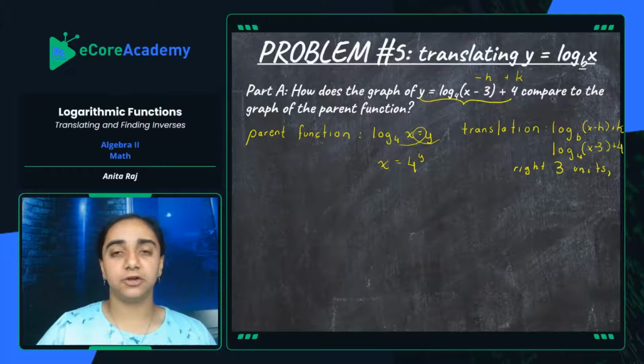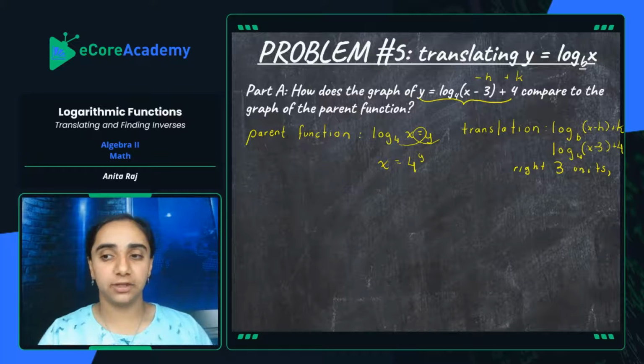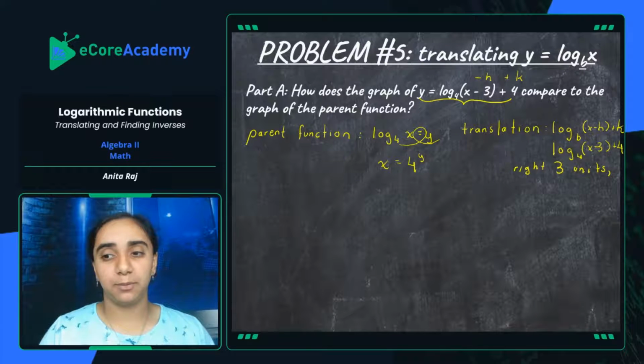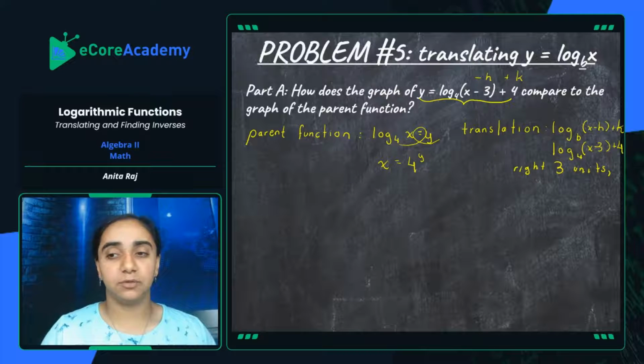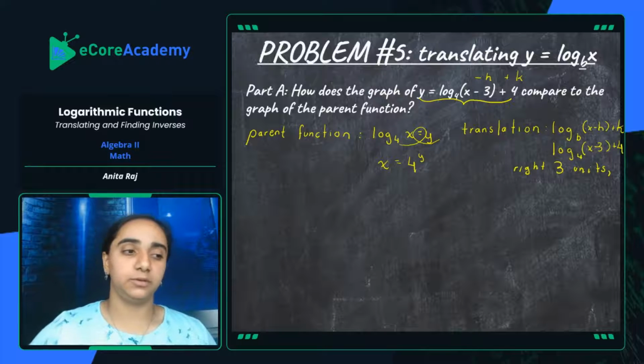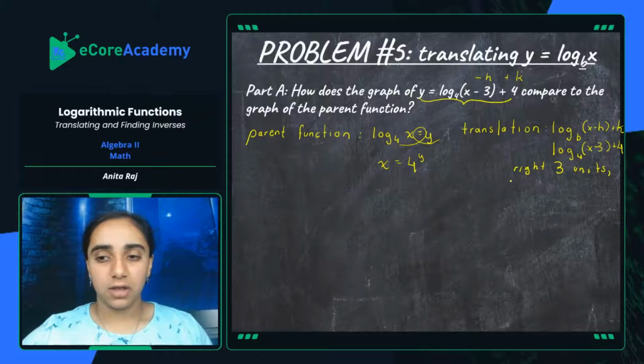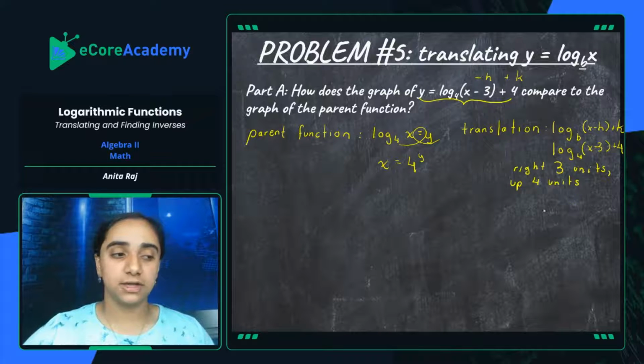And then whatever's on the outside is your k. And k determines how you're going to move along the y-axis, so how you're going to move vertically. Are you going to move up or down, and by how many units? In this case, k is pretty straightforward. If k is a positive number, we're moving up. If k is a negative number, we're moving down. This case is positive, so we're moving up by 4 units. So I'm going to write that as well. Up 4 units.